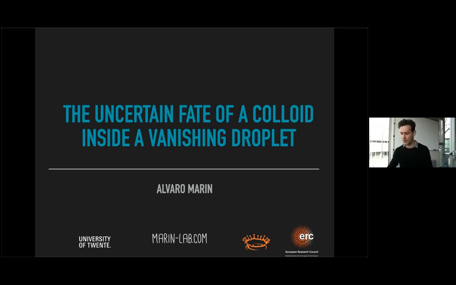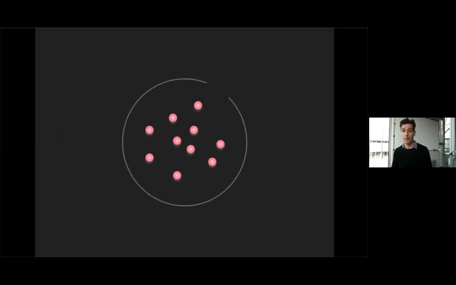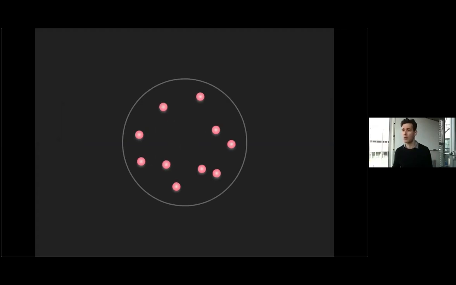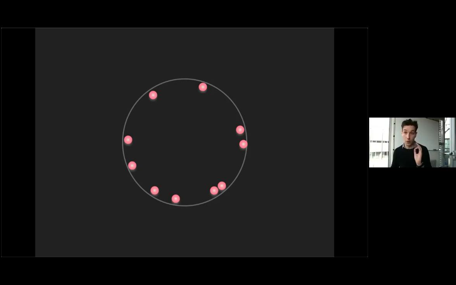So the basic system that I'm going to be talking about is, imagine that you have a bunch of colloids which are randomly distributed not in a free space, but in a confined space. And what I'm going to show you is that by different mechanisms, these particles will, in some circumstances, end up typically at the border of that confined volume in which they are. And I will show you two or three cases in which I can tell you that it always happens.